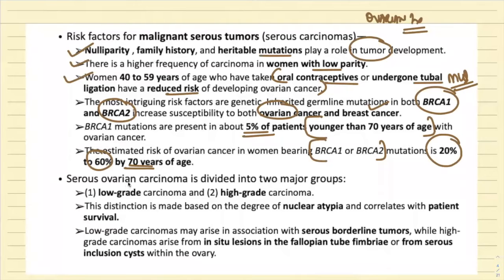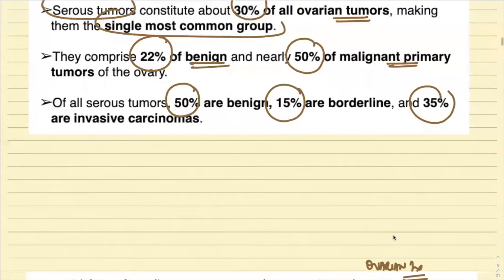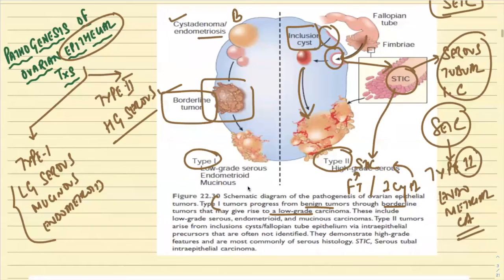Now, serous ovarian carcinomas, as we see, are of two main types. They have a low-grade variety and a high-grade variety that we have already seen. And how do we differentiate? Low grade has less nuclear atypia as compared to the high grade. Low grade tumor patients survive much longer than high grade patients. Low grade carcinomas may arise in association with borderline tumors, as I have already mentioned in this diagram. See, the low grade tumors arise after the borderline because they are from this line of differentiation.